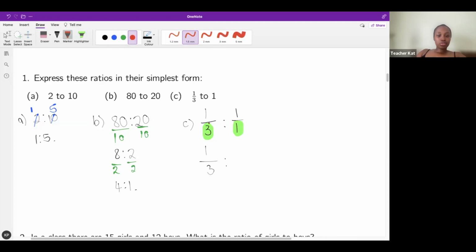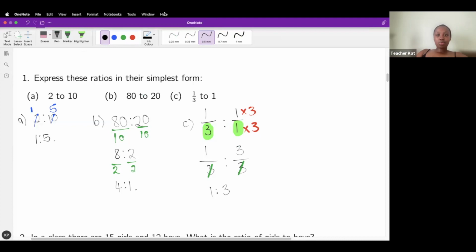No, remember, once you find the denominator, you're going to times it by 3, but you also have to times the numerator by 3. Otherwise, you're changing the meaning of the fraction. So then what is my new fraction once I have applied this? It's going to be 3 over 3. So once we have the same denominator, once again, we can get rid of them. So then my ratio is 1 to 3.